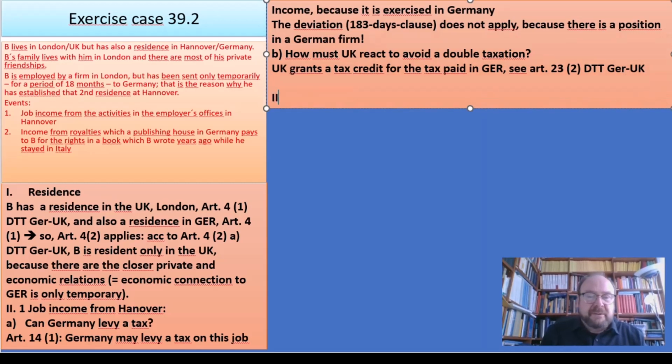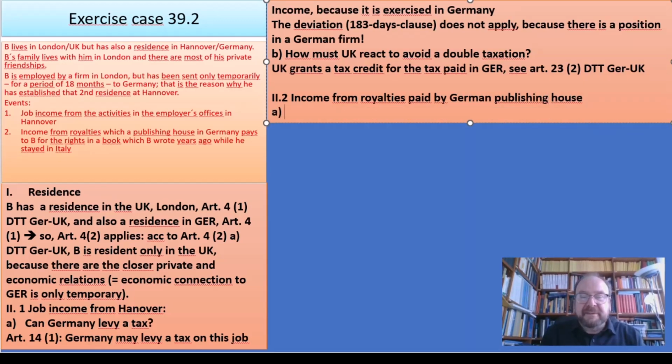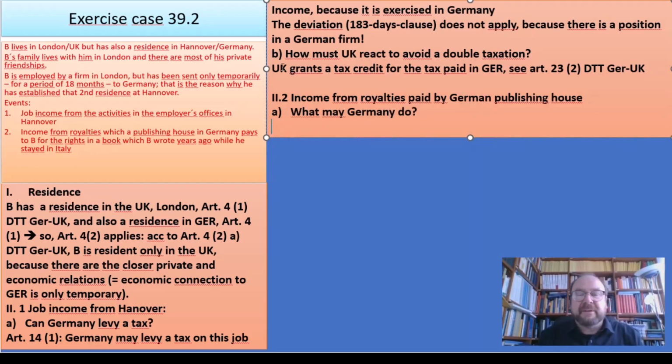That's it. So second event, income from royalties paid by a German publishing house. What we would expect is, what may Germany do? We would expect that under Article 12 of the OECD Model Convention, there would be no right for Germany to levy any tax at all, and we would have to check if that is confirmed under the British Treaty, and naturally if it's also Article 12 or if it has been shifted to 11, 13 or what else. So let's have a look.